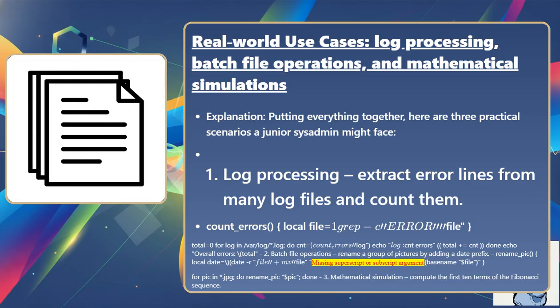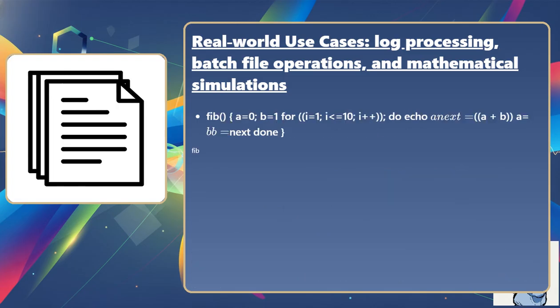3. Mathematical simulation. Compute the first 10 terms of the Fibonacci sequence. Define function fib() { a=0; b=1; for i starting at 1, i less than or equal to 10, increment i; do echo $a; next=$((a+b)); a=$b; b=$next; done; }. Call fib. These examples show how loops, functions, arithmetic, and good practices combine to solve real problems in a clear, kid-friendly way.